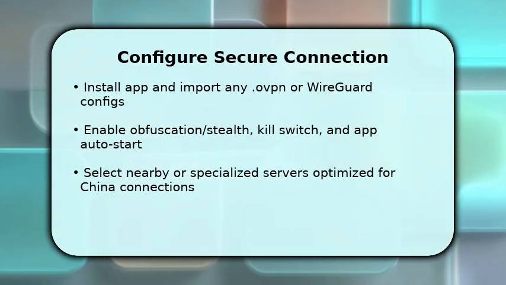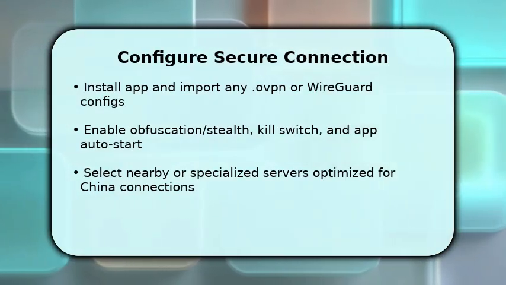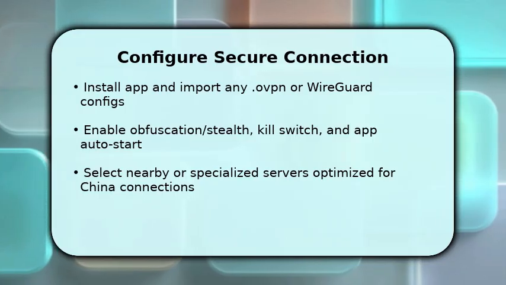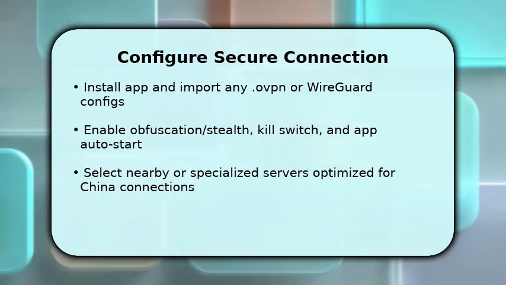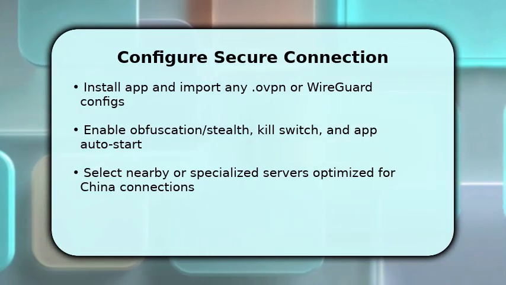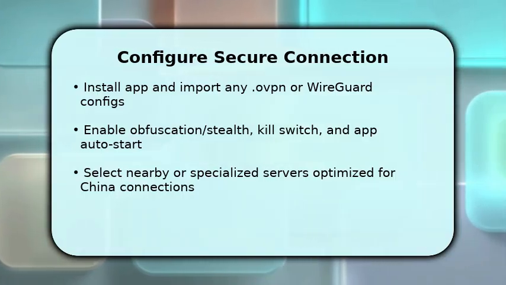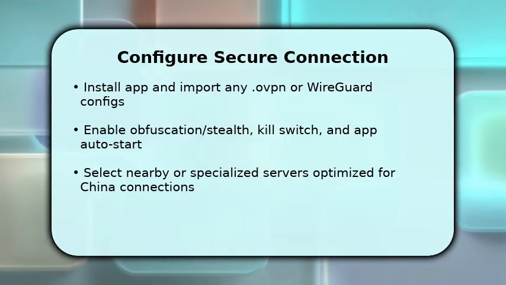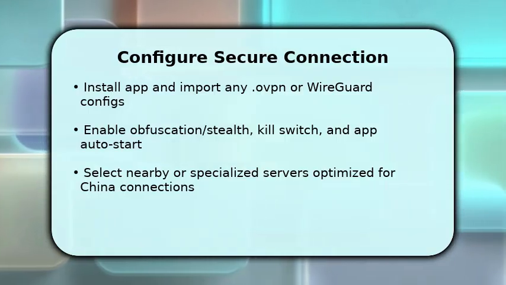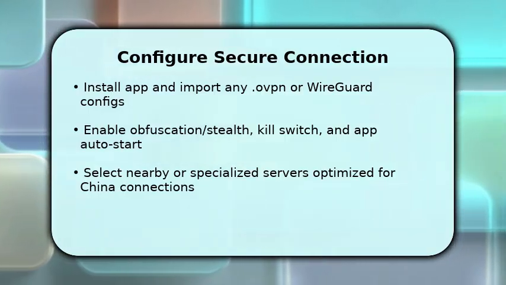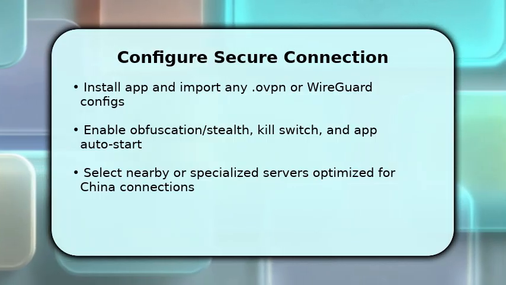Once done installing, open the app and import configs if required. Some providers supply ready profiles for WireGuard or OpenVPN. Enable obfuscation or stealth mode to disguise VPN traffic and turn on the kill switch so apps can't leak if the tunnel drops. Choose servers labeled for China access or nearby regions with low latency.